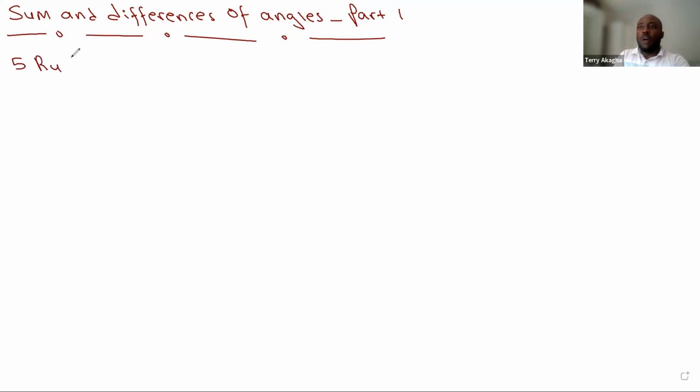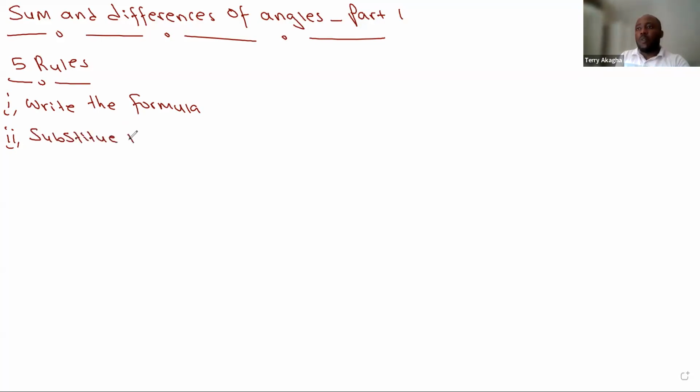There are 5 rules, all right? So the first thing is that you have to write down the formula. So remember in the last video, I wrote down all the formulas for the double angles, sum and differences of angle, product of angles, and the rest of it. You need to just write down the corresponding formula based on the question, okay? So when you write the formula, the next thing you do is that you have to substitute the given angles, all right?